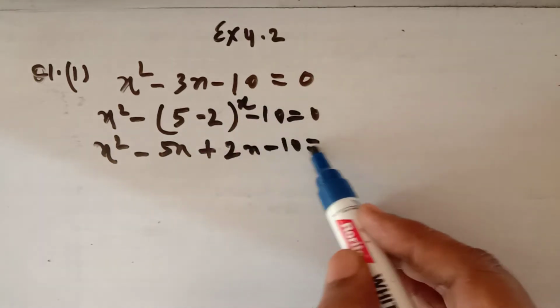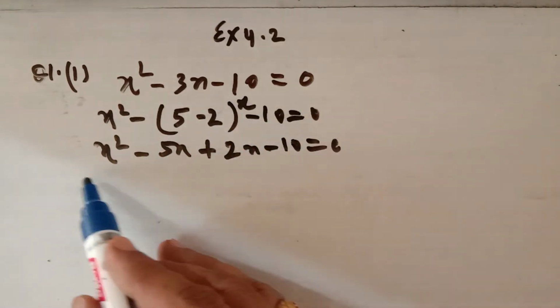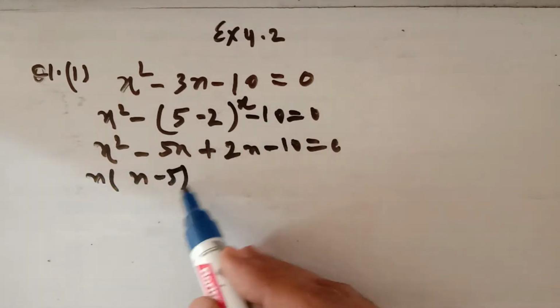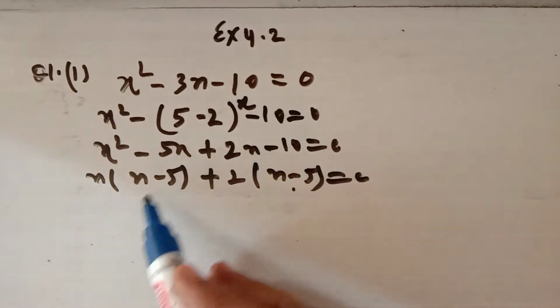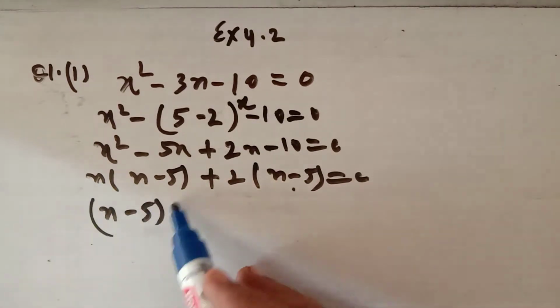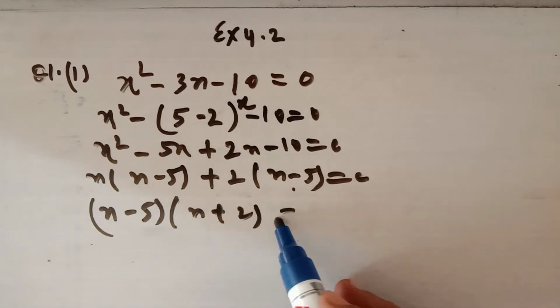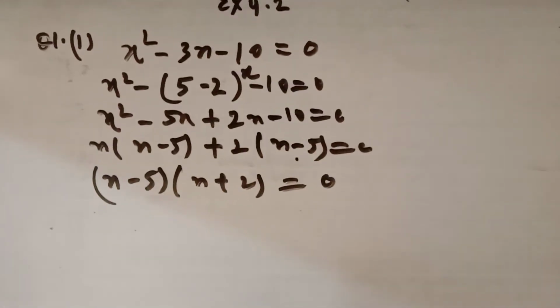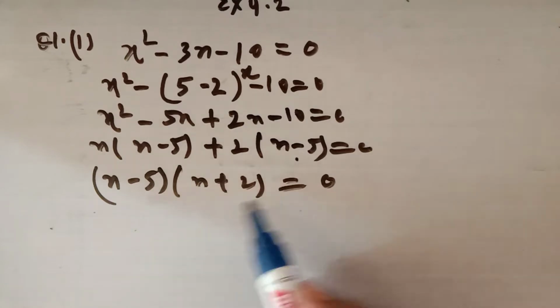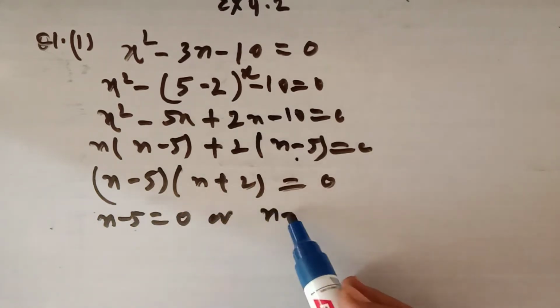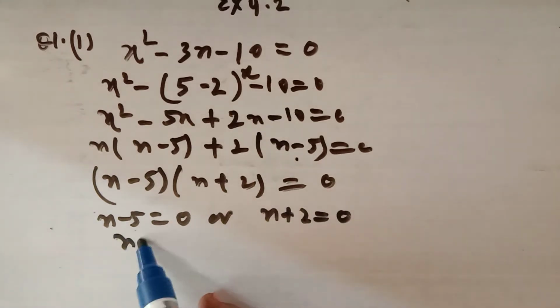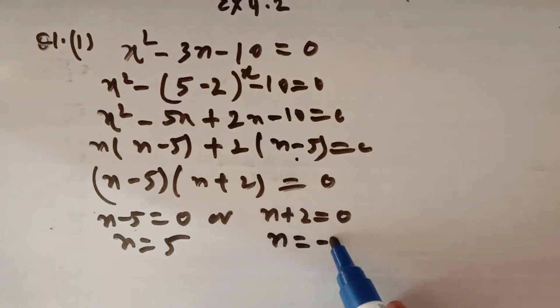So open the bracket like this. 5x plus 2x: take x common in the first two terms, take 2 common in the last two terms. You will always get these two factors as the same, and you have factorized it. This is the factorization of this quadratic equation, and because their product is 0, put both of them equal to 0: either this is equal to 0 or x plus 2 equal to 0. You will get two values of x, which are 5 and minus 2. It means the solution of this quadratic equation is 5 and minus 2.